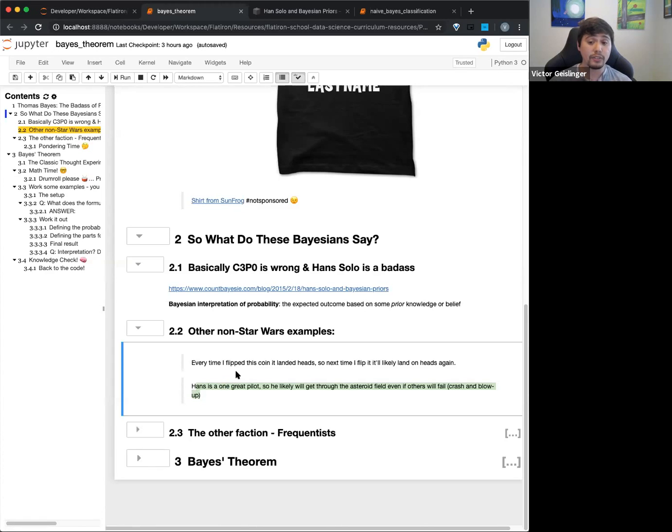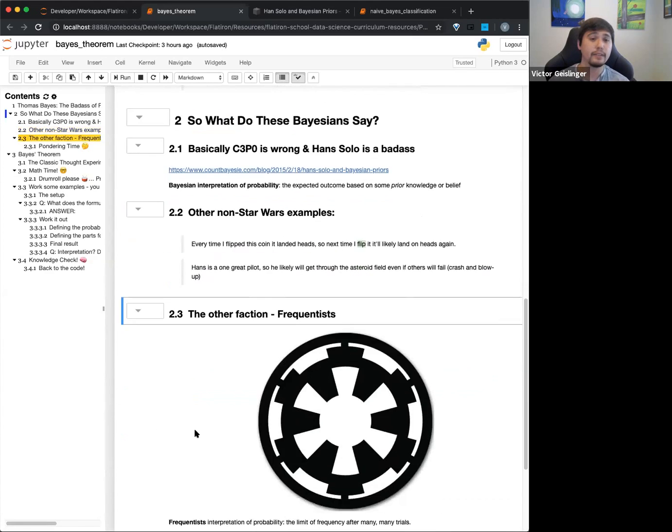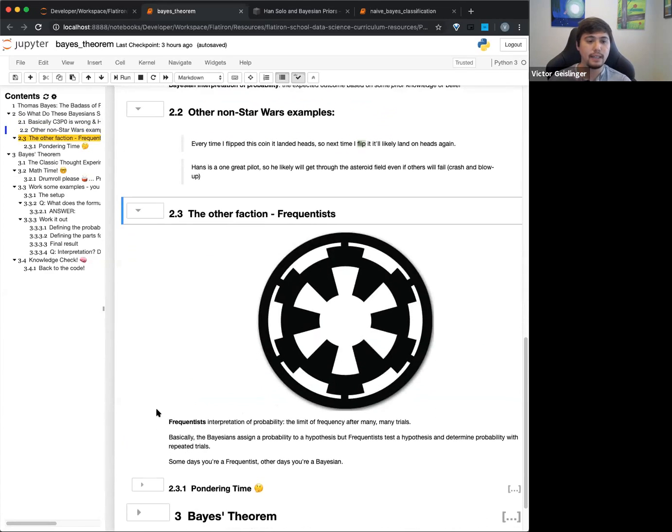It doesn't necessarily have to, but in this scenario, I'm talking about this one specific coin. And note that this could also go the other way. If I flip the coin and I find that it goes 50-50, then I know that there's a 50% chance that it'll land on heads. And that's based on my prior knowledge, okay? So this is the other faction, the frequentists, a little Star Wars reference, right? But basically another way of thinking about things.